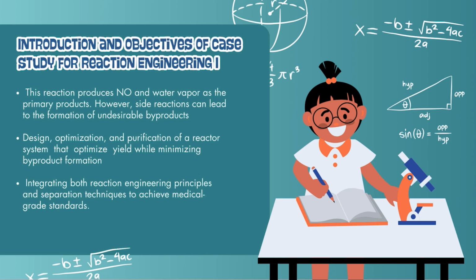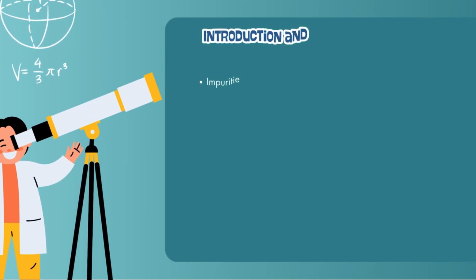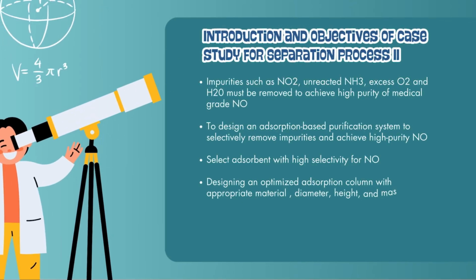However, such reactions can lead to the formation of undesirable byproducts such as nitrogen dioxide and unreacted ammonia, which must be carefully controlled. To address this, our project focuses on the design, optimization, and purification of a reactor system that maximizes NO yield while minimizing byproduct formation. By integrating reaction engineering principles and separation techniques, we aim to produce high purity NO that meets strict medical grade standards. Now, let's look at the introduction and objective of separation process 2.